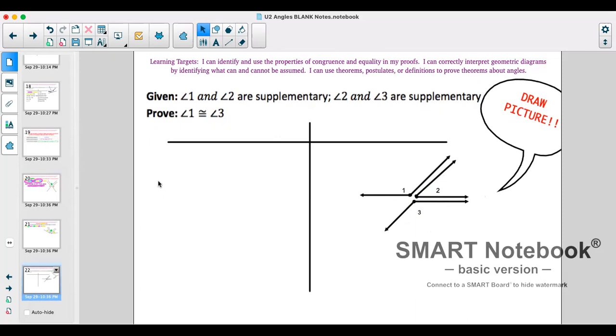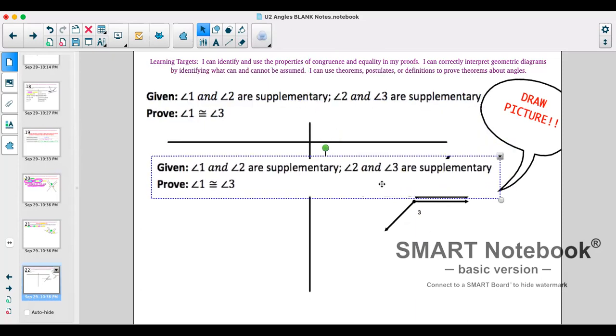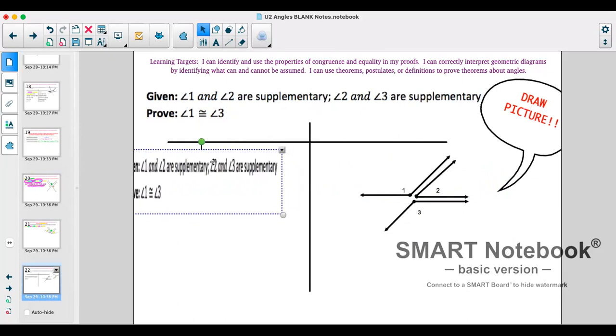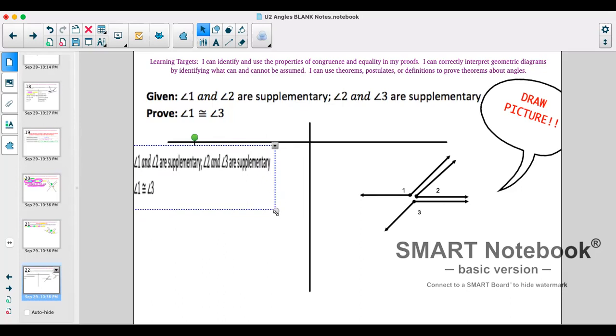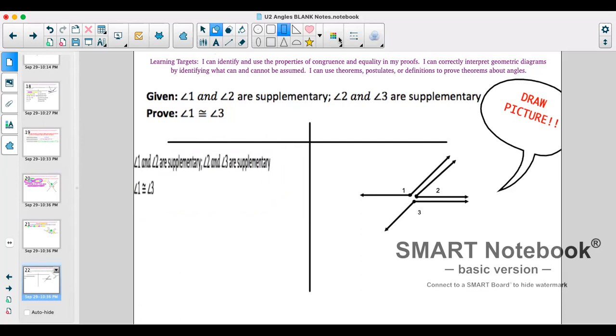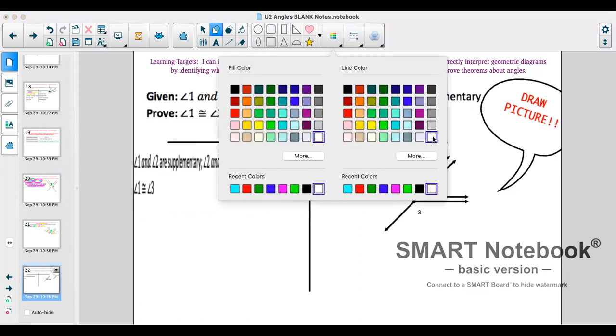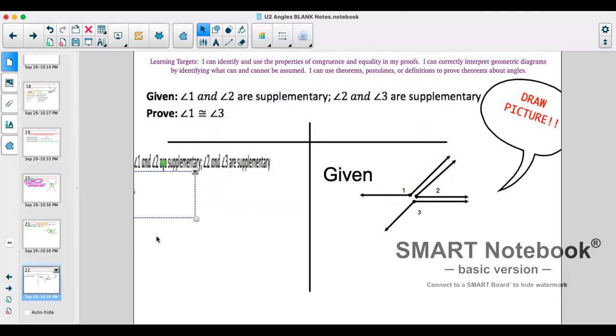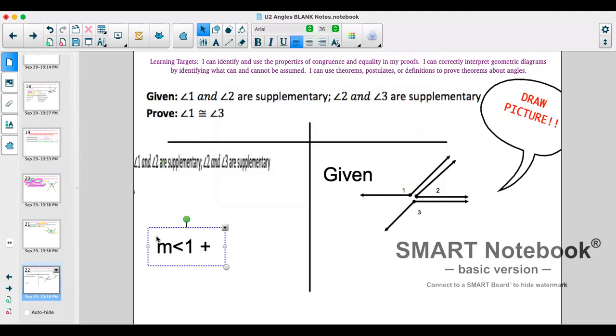So here we are. Here's our given. And we're trying to prove that the measure of angle 1 is congruent to the measure of angle 3. And we know that because it is given to us. All right. So angle 1 and angle 2 are supplementary. Well, what does that mean for the given? That should tell us the measure of angle 1 plus the measure of angle 2 is 180 degrees.